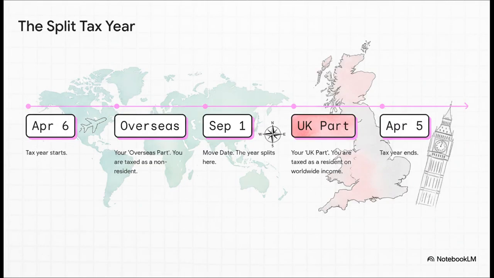This timeline makes it super clear. Let's imagine you moved on September 1st. See that? The whole period from April to the end of August is your overseas part. No UK tax on your worldwide income during that time. Then, from September 1st onwards, you're in the UK part, and that's when you're taxed like a resident. It creates a nice clean break.